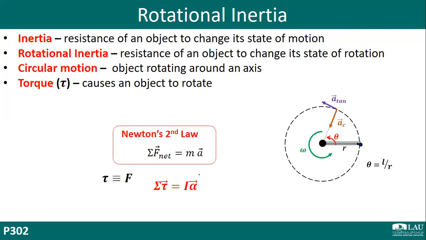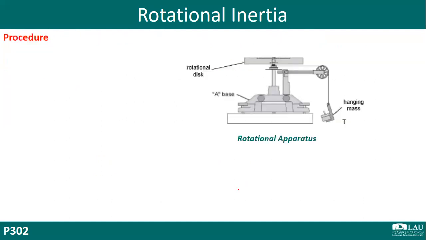So tau is the equivalent of F, I is the equivalent of M, and alpha is the equivalent of A in our system or in our motion. Now, how do we relate this to our experimental work? First, we need a rotational apparatus with a step pulley.